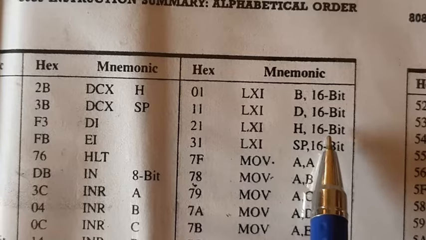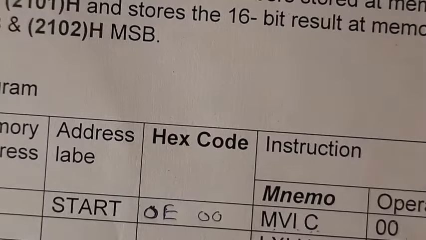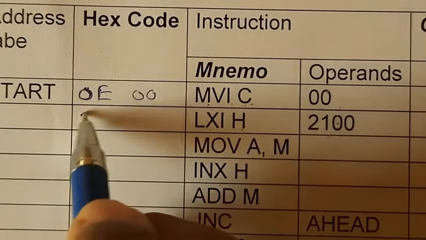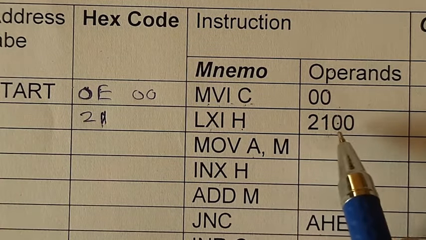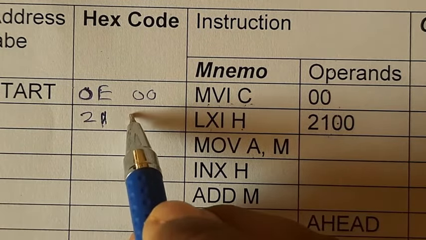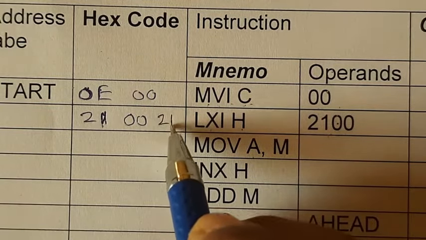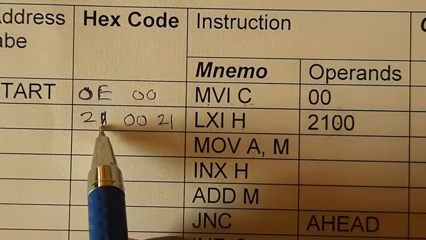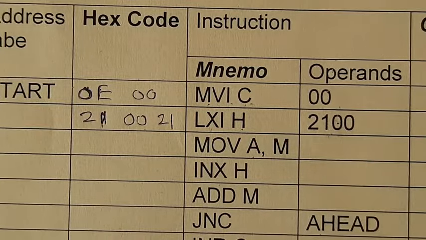LXI H and 16-bit address. For LXI H, the hex code is 21. Therefore, for LXI H, I can write 21. The operand is 2100, but in the case of a 3-byte instruction, the address is to be provided such that first the LSB and then the MSB. Therefore, 210021. That will be LXI H 2100.